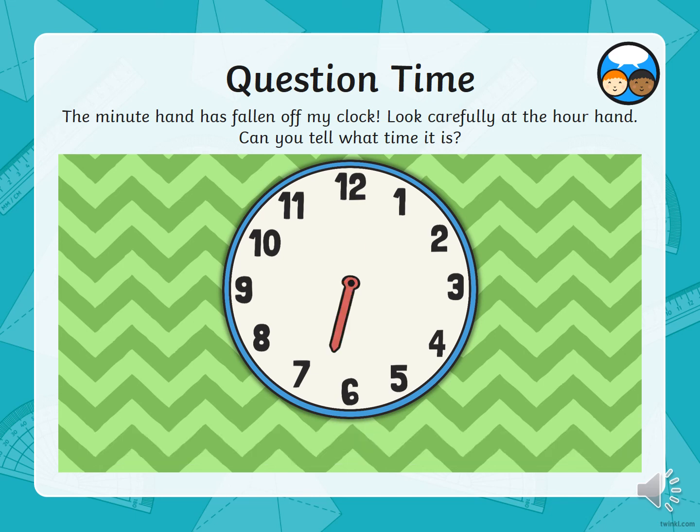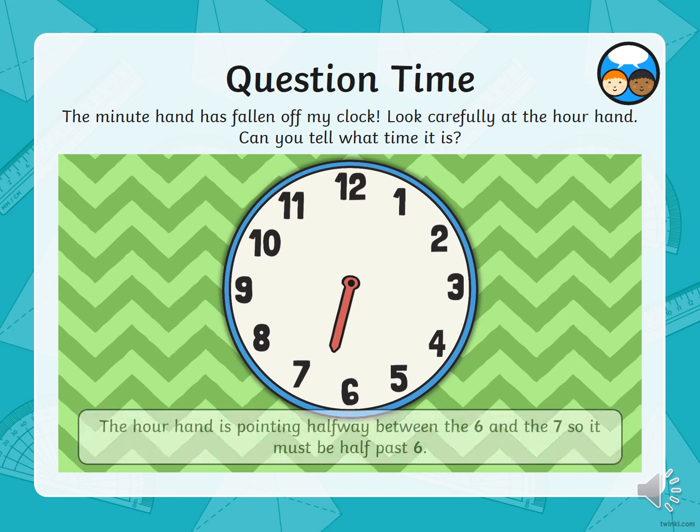The minute hand has fallen off my clock. Remember, the minute hand is the big hand. Look carefully at the hour hand, and can you tell what time it is? Now remember, this small hour hand is halfway between the 6 and the 7. So that means that it will be a what time kind of time? A half past time. Well done. Can you tell me what it is? Half past what? That's right, half past 6. Well done, KG2. You are getting so good at telling the time.